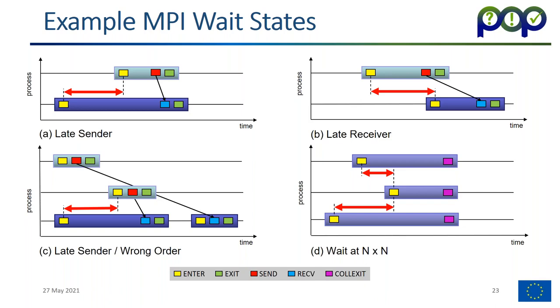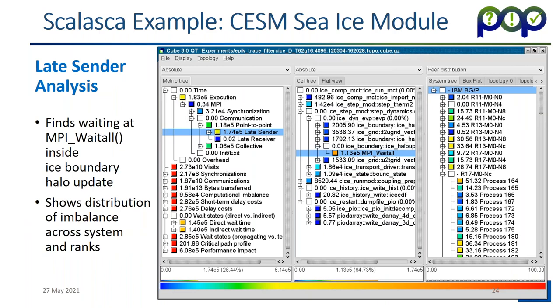And here is how it looks. When you look in the Cube at the result, this is an example of a real large-scale application. It's the Community Earth System Model's sea ice module, the module that simulates how ice develops for climate. As you see on the left pane, there's quite some time in late senders. If I click on this, like what I did here, it shows where late senders occur in the call tree. And of course, in large call trees, you can quickly get lost with all these lines and all the numbers.